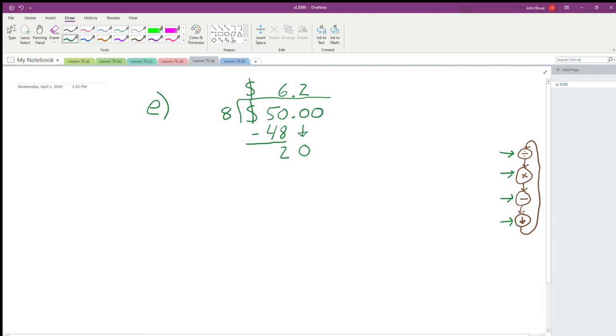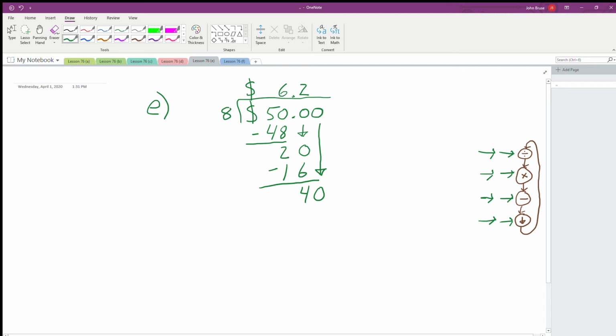2 times 8 is, oh, that was our division. And then we're going to do our multiplying. 2 times 8 is 16. Then we're going to subtract. 20 minus 16 is 4. And then we're going to bring down this last 0. And conveniently, we've got a number that can be divided by 8 evenly. 40 divided by 8. So what times 8 is 40?